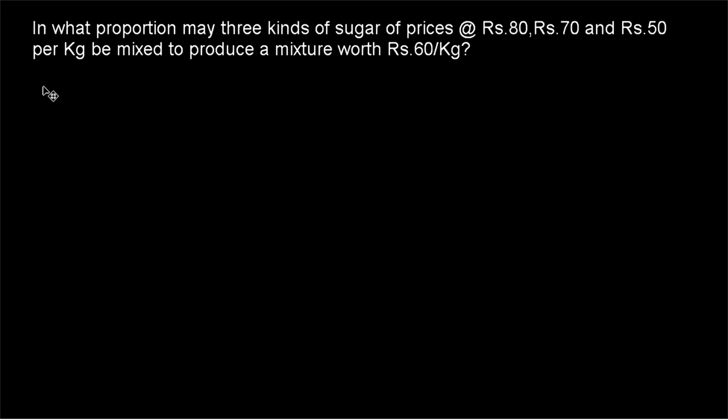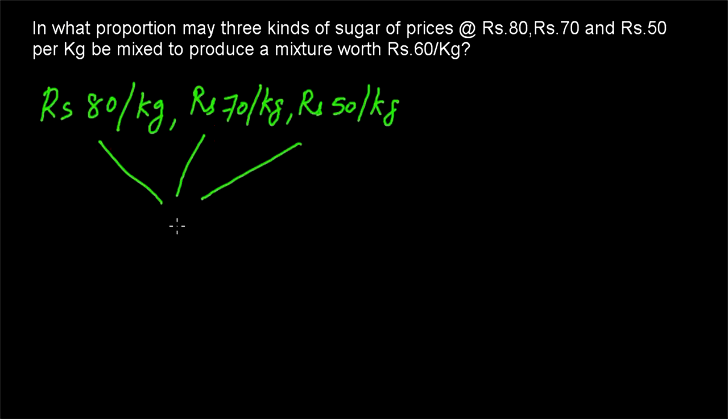Today's question is, in what proportion may three kinds of sugar priced at rupees 80, rupees 70 and rupees 50 per kilogram be mixed to produce a mixture worth rupees 60 per kilogram? The question is direct. Three kinds of sugar, with prices per kilogram given as rupees 80, rupees 70 and rupees 50. These three are combined together to give a mixture sold at rupees 60 per kg. So in what proportion should these three be mixed so that the resulting mixture may be sold at rupees 60 per kg?